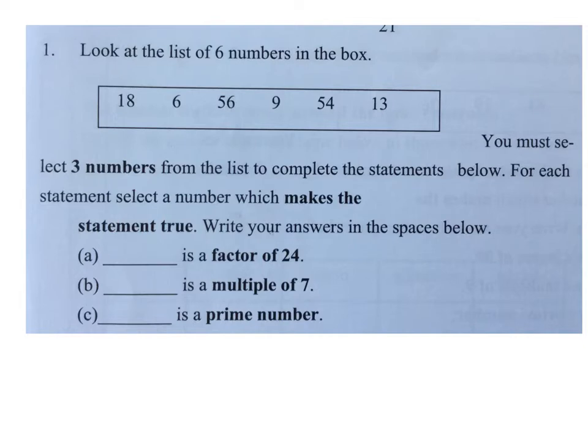So, this question is testing our knowledge of factors, multiples and prime numbers. So question A then, which number is a factor of 24? Which means which number divides into 24? And of the options above, 6 divides into 24 without any remainders. My next question, B, which number is a multiple of 7? Which just means which number is in the 7 times tables. If I look at my numbers above, we've already used 6. And of the remaining numbers, 56 is a multiple of 7.